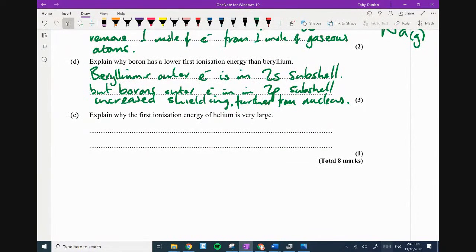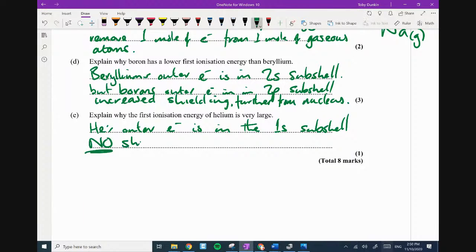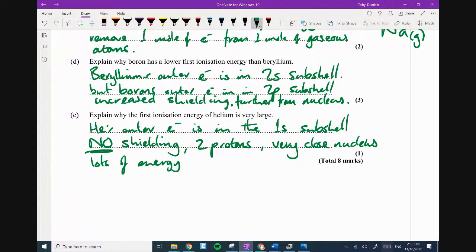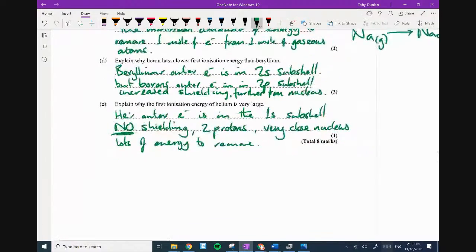Explain why the first ionization energy of helium is very large. So helium's outer electron is in the 1s subshell. No shielding. 2 protons. Very close to nucleus. Very low electron energy level, very close to nucleus. Lots of energy to remove. I like it. Next.